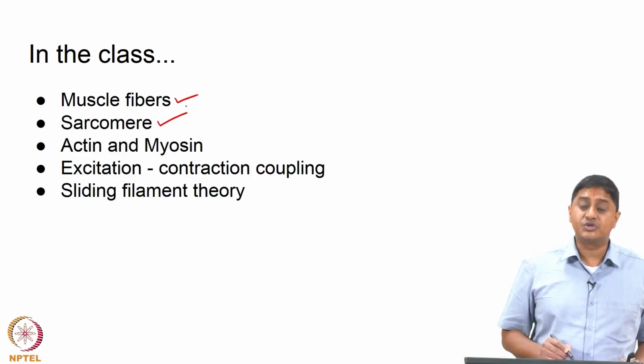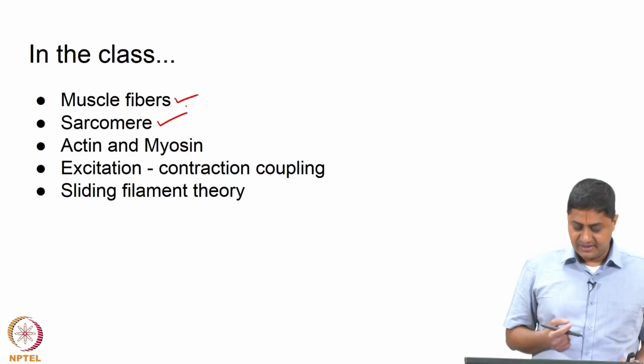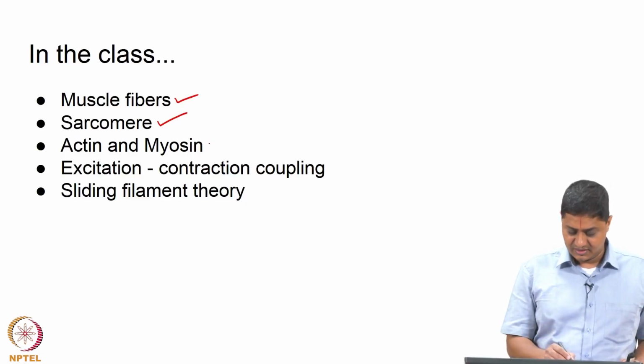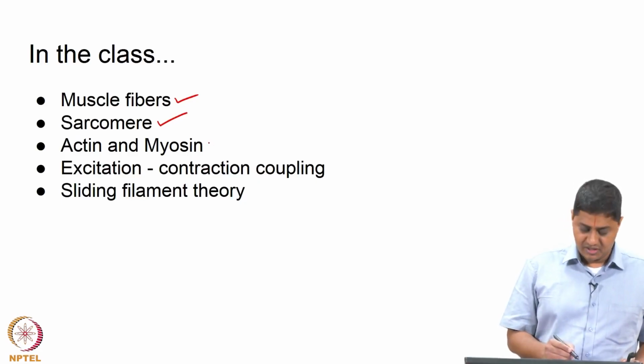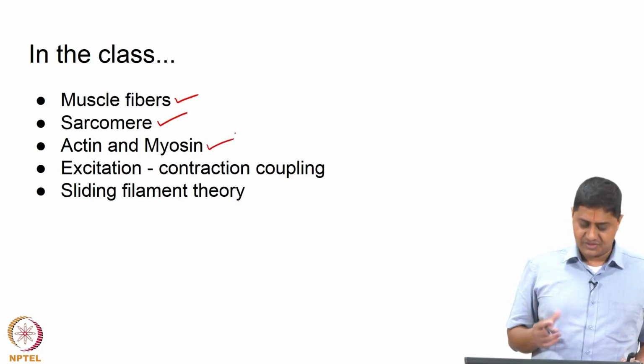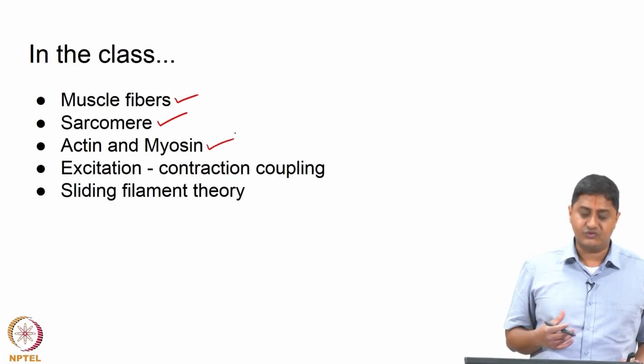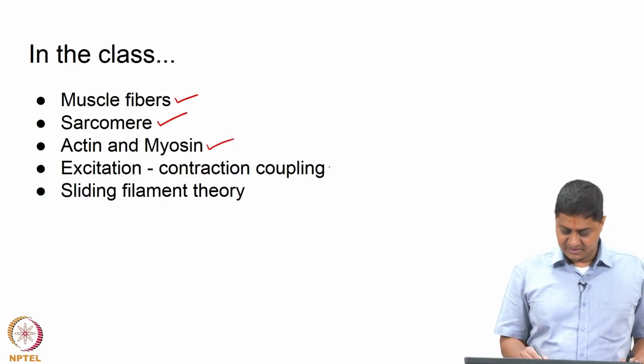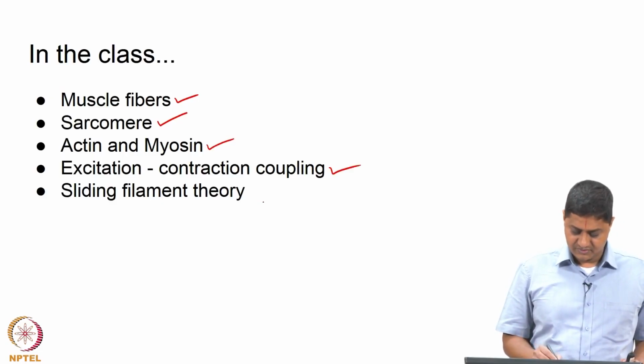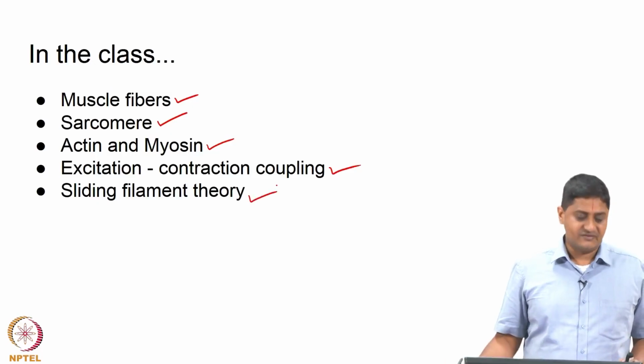We will introduce the notion of sarcomere, which is the smallest functional unit in a muscle, and in discussion of the function of sarcomere, we will also introduce actin and myosin and how they interact to produce force in a muscle. We will discuss excitation contraction coupling, and we will discuss sliding filament theory.